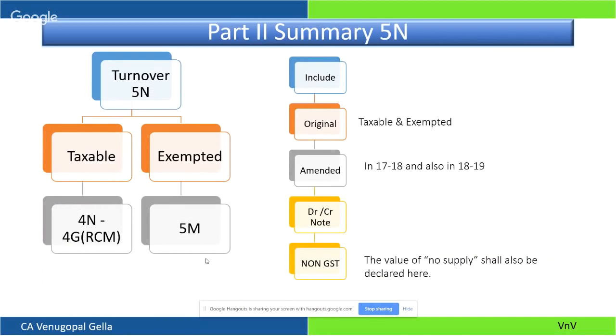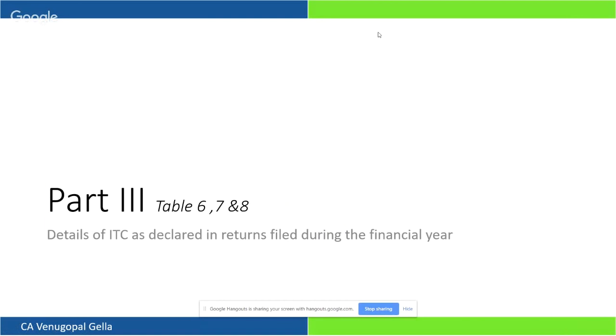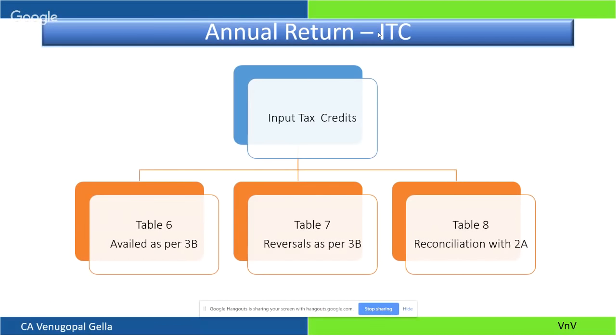Moving on to the next. So 4N minus 4G plus 5M is the total value of the turnover. So the taxable and exempted is captured in the summary 5N. Then input tax credit is reported in 3 tables, table 6, 7 and 8. So table 6 is the total input tax credit availed as per 3B, and not just 3B, there is input tax credit which is availed beyond 3B, transition returns ITC-01, 02, all that gets captured here.